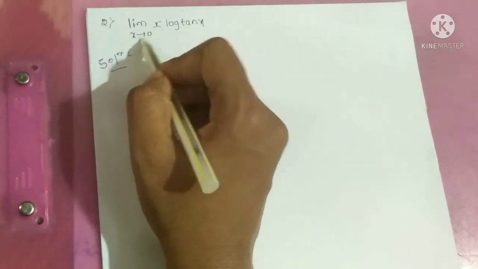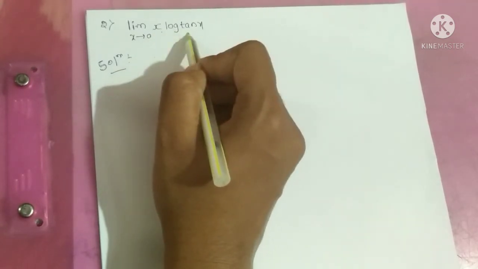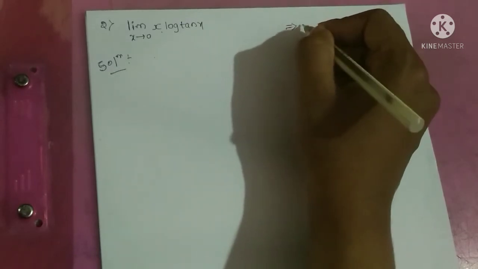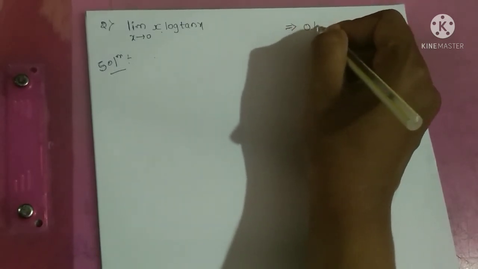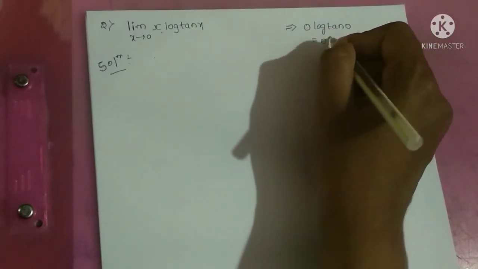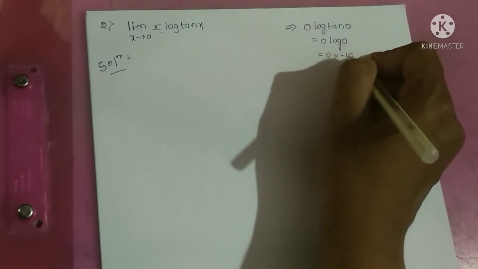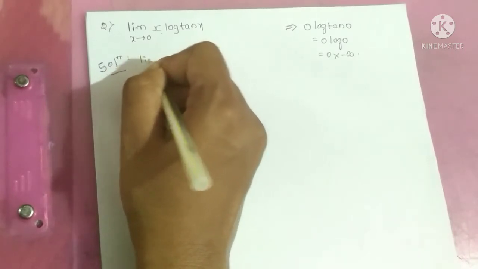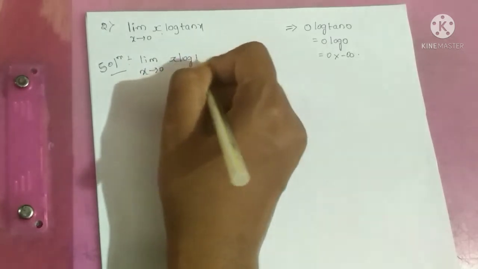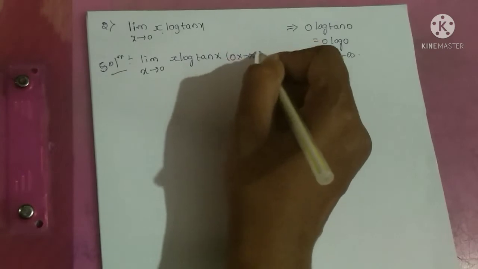Here, by seeing the problem itself you can say that it is 0 into infinity form since you have a product. When you apply the limit, the value of x will be 0 and log tan 0. So 0 into log tan 0 is 0 into log 0, which is minus infinity. So the given problem, limit x tends to 0, x log tan x, is in the form of 0 into minus infinity.